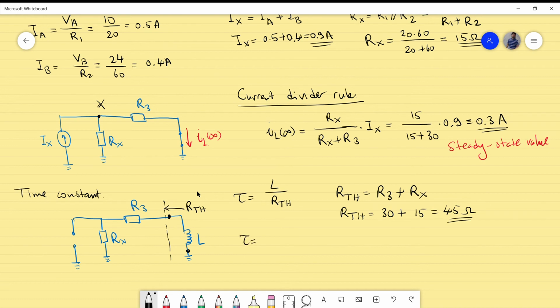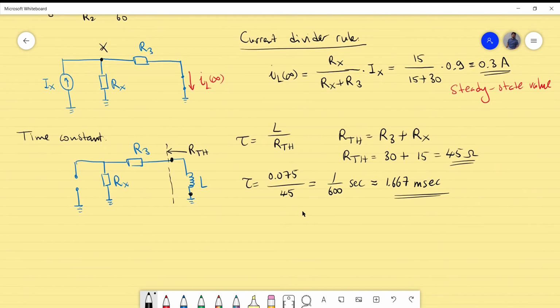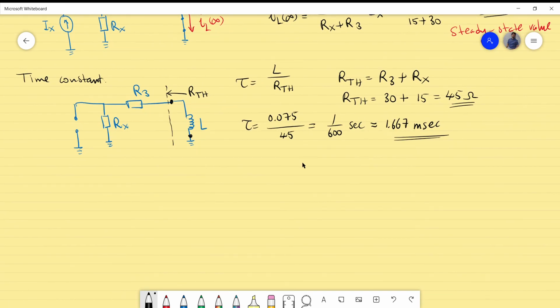And finally, tau is the inductance, which was 75 milli, so 0.075 divided by 45 ohms. That will bring us, in exact form, to 1/600 seconds. And if you approximate this, it will be 1.667 milliseconds. Okay, now we have all of the parameters required to set up the equation for the inductor current IL. So I will do that next.